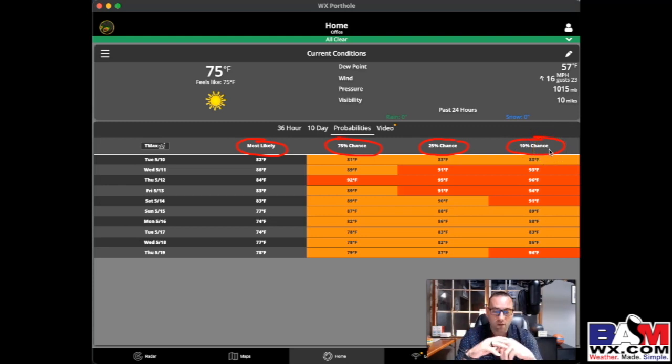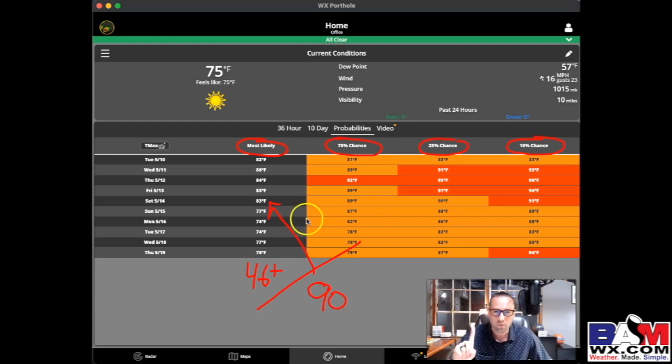Now, I want to explain this very carefully to you. The most likely outcome is essentially the safe bet. It's the bet that most computer ensembles are seeing this number as the outcome. When I say that, we have over 90 different weather ensembles in this situation. What this would mean is essentially 46 or more computer models out of 90 say this category is the most likely outcome.